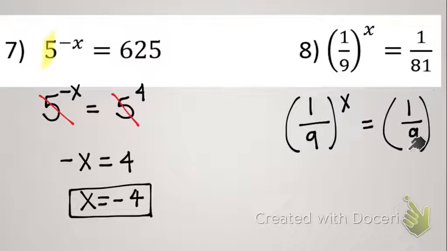To get from 1 over 9 to 1 over 81, what's my exponent? Not -9. 2. 1 over 9 times 1 over 9 is 1 over 81. So 1 over 9 to the power of 2 is equal to 1 over 81. So see how we have the same base? We can drop it. So x equals 2.